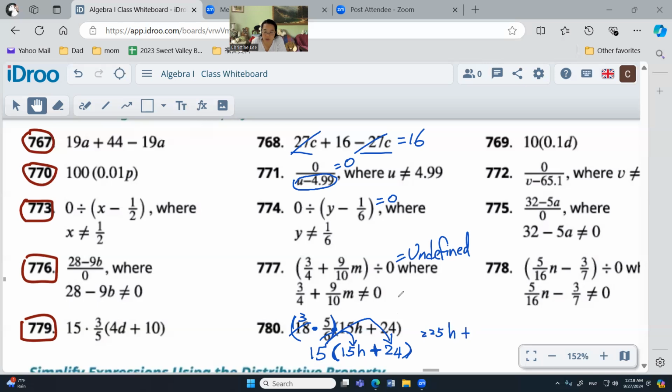And 15 times 24, well, I don't know. Times 24: 4 times 5 is 20, carry the 2, 1, 4, 6. All right. 2, 5, 10, 2, 1, 2, 3. 360. Okay, 360.